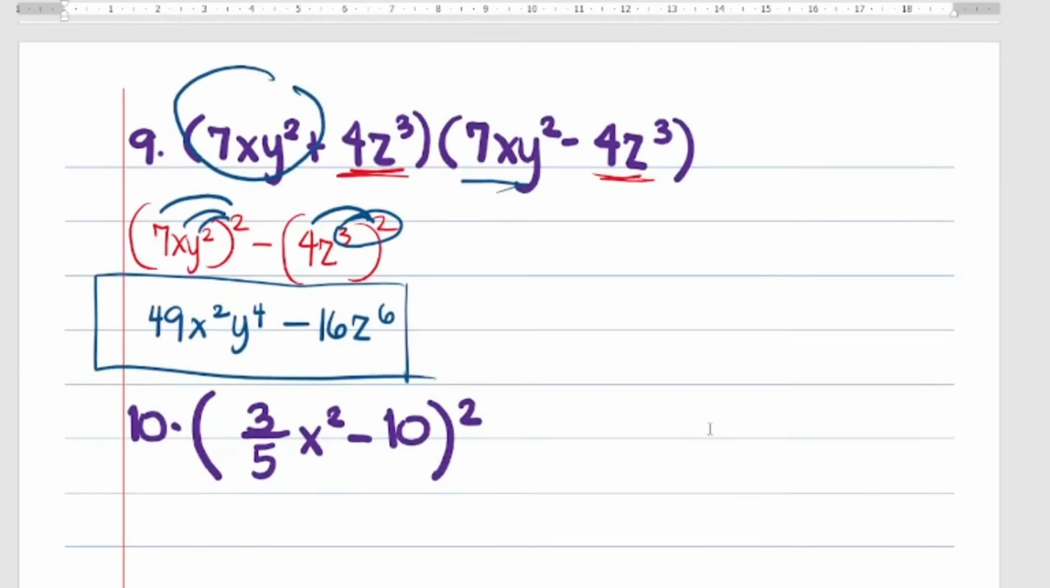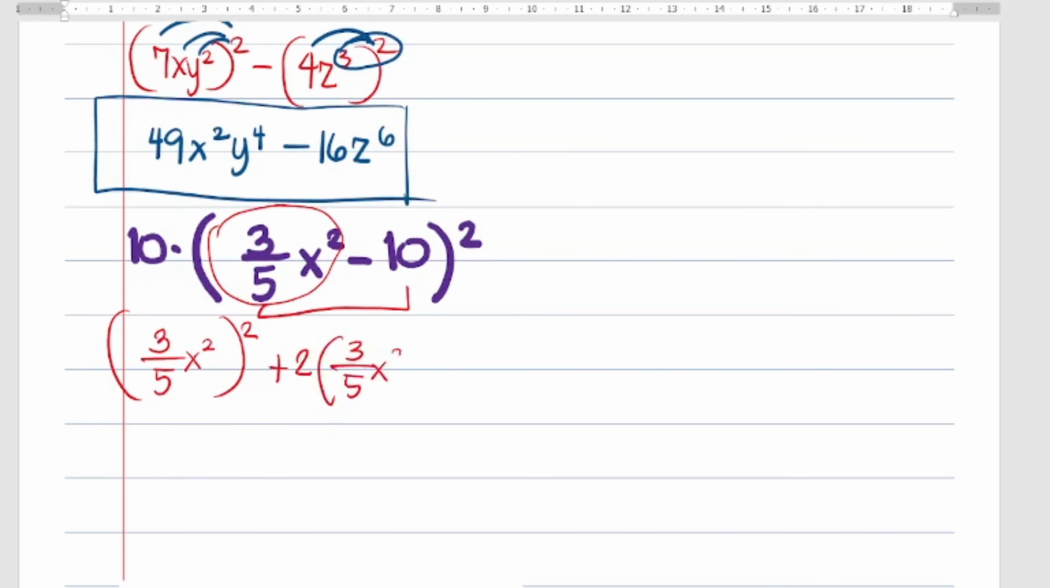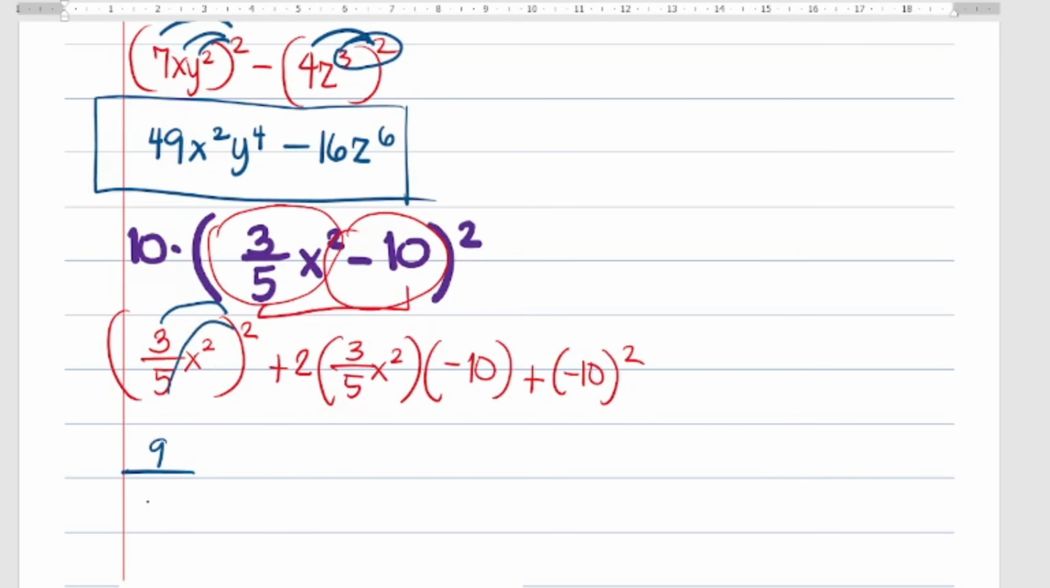The pattern repeats in these numbers 1 to 10. So, we get the square of the first term, 3/5 x squared, squared, plus the product, 2 times the first term, 3/5 x squared, times the second term, negative 10, plus the square of the last term, negative 10 squared. Simplify further. If there are fractions, do not worry, just distribute the power. So, 3 squared is 9 over 5 squared is 25. Then x squared squared is x raised to 4.